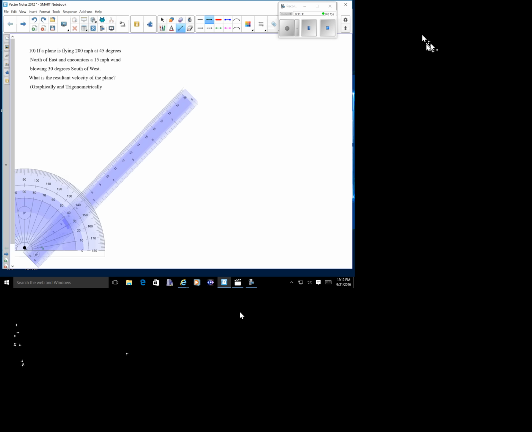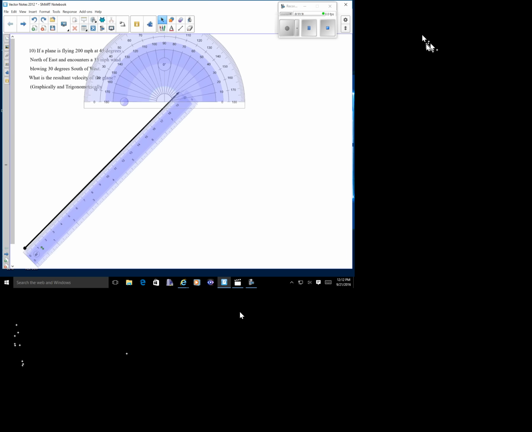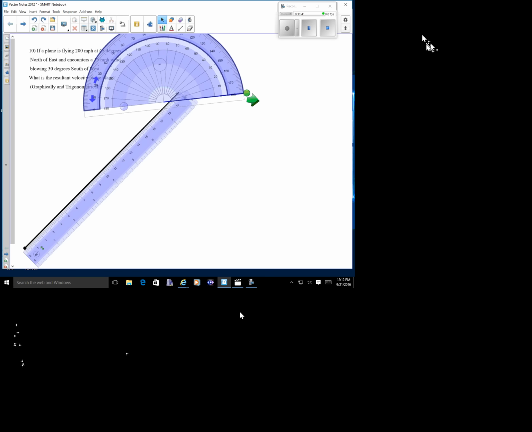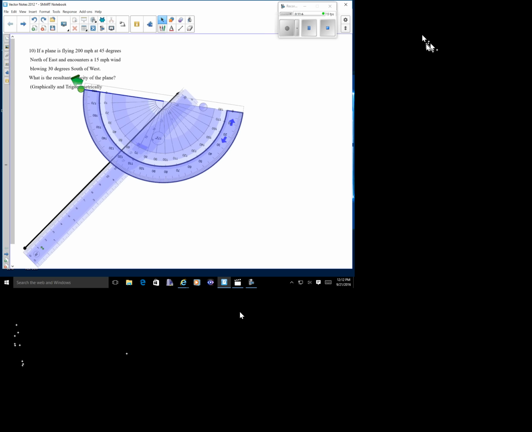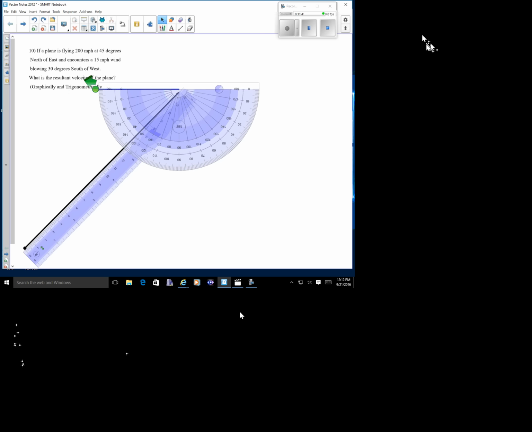This gets really tricky, so watch what I'm going to do here. I'm going to move my protractor up here, but I'm going to turn it over because I need to draw a line south of west. I'm going to place the 0 of the protractor right on the end of that first vector because you have to add them head to tail. West is over here, and I want to go 30 degrees south of west, so I'm going to go towards the south. Here's the 30-degree mark, and I'm just going to put a little tick mark right there.